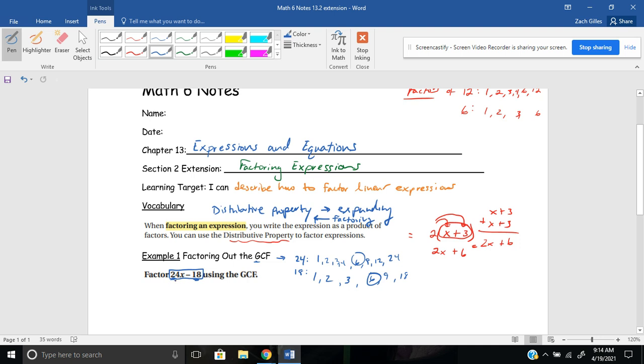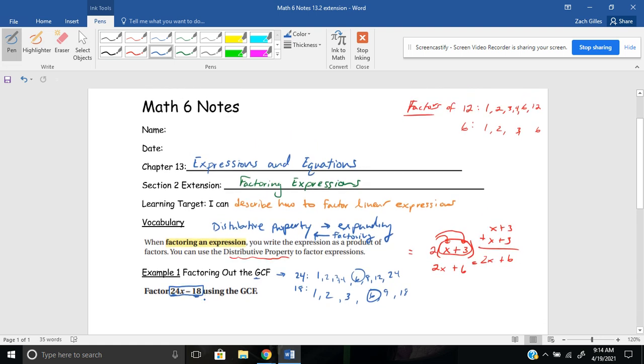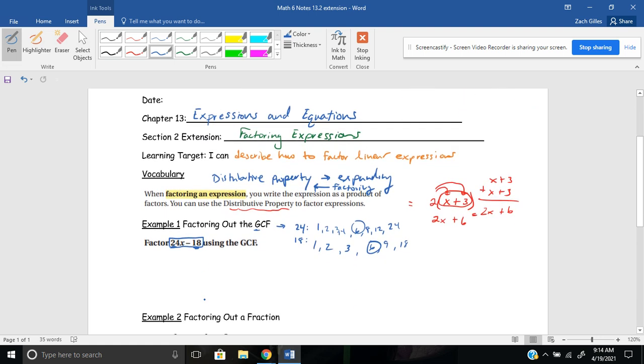I'm going to take 6 out of both of these. In other words, I'm going to divide both of those terms by 6. So let's do that. If I'm going to take 6 out, I'm going to write my 6 on the outside of my parentheses. Notice how it kind of looks like the opposite of distributing.